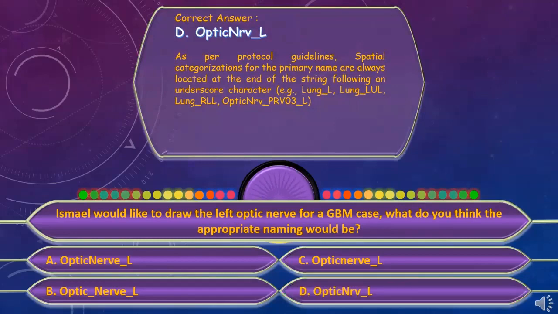As per protocols, guidelines, a special categorization for the primary name and always located at the end of the string following underscore character. Example, lung, and we have the optic nerve PRV03. So it should be optic NRV for nerve. It's exactly as GLND for gland. Exactly the same.